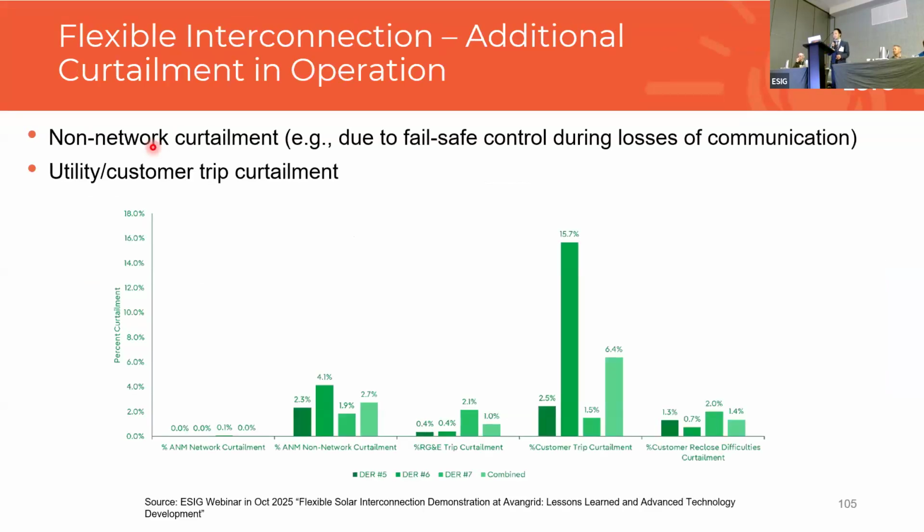Regarding flexible interconnection, just trying to pull a little bit more figures here. ESIG did a webinar in October 2025, and Avangrid came in to share their field demonstration project and lessons learned for flexible interconnection. So this is one chart here. Indeed, you can see that Avangrid categorized the curtailment in different categories here, and there is additional curtailment in the field operation, basically due to the fail-safe mode. When you lose communication, they see some of the curtailment there.